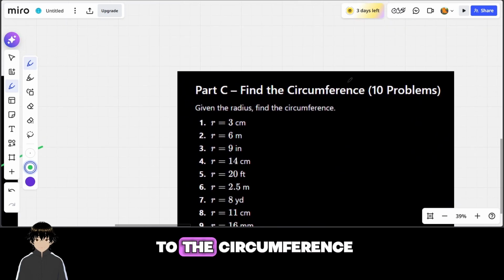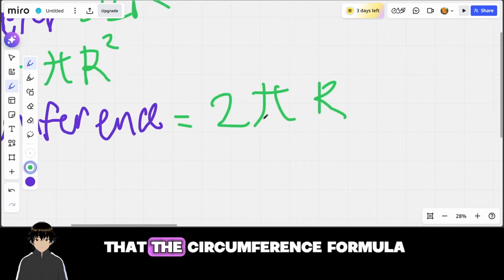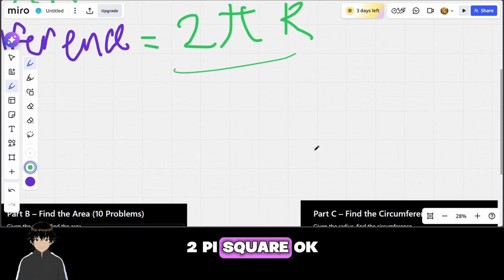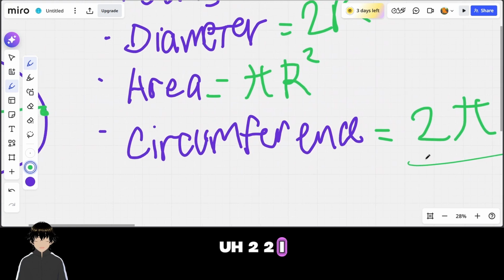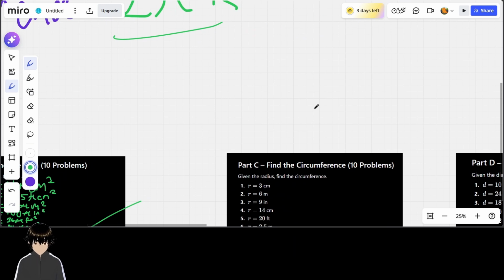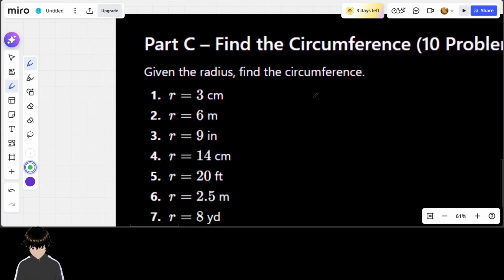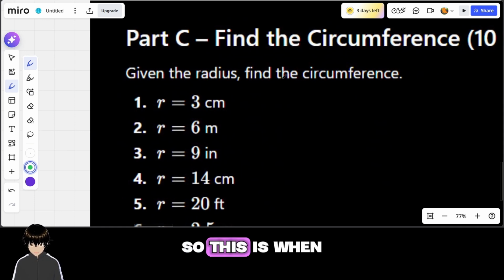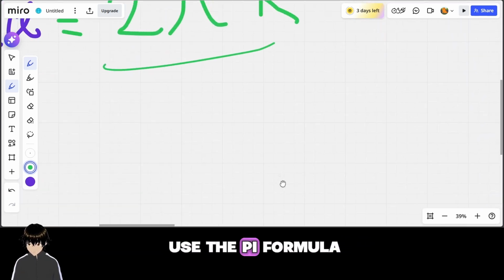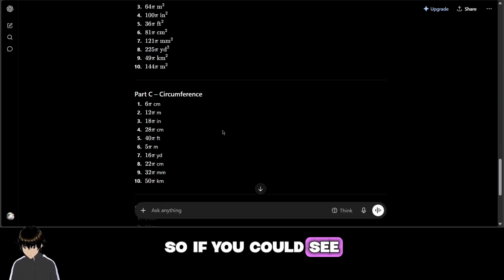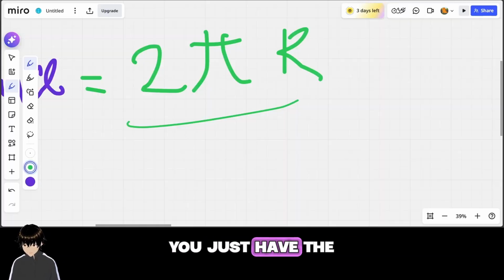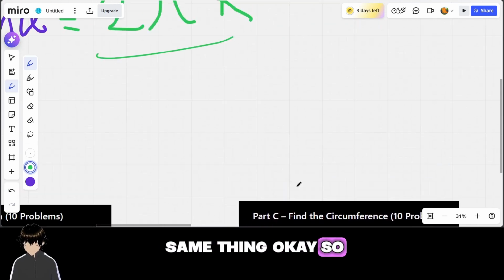So now we're going to the circumference. So you know that the circumference formula is this: 2 pi r. So this is when we actually want to use the pi formula. So if you could see, no, you actually don't use the pi formula. You just have the same thing.